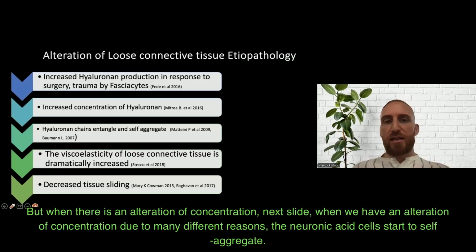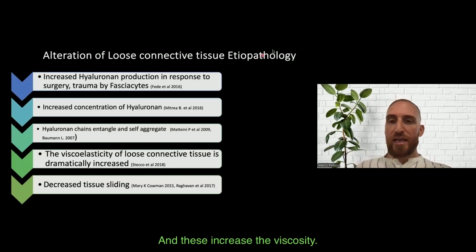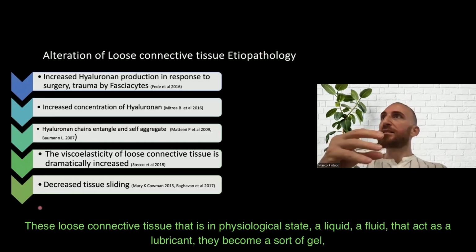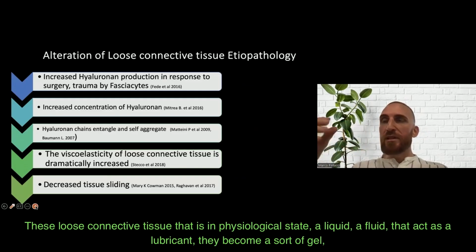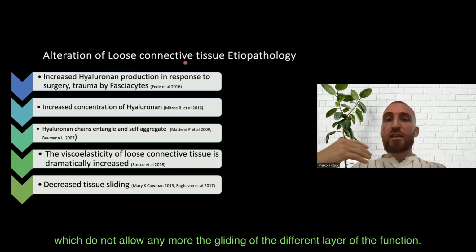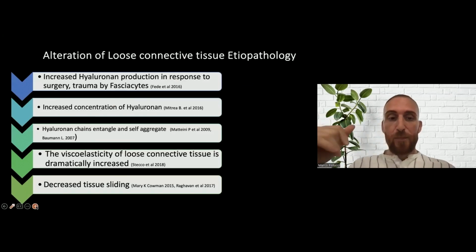When we have, for example, an alteration of concentration due to many different reasons, the hyaluronic acid molecules start to self-aggregate, and this increases the viscosity. What does it mean? That this loose connective tissue, which in its physiological state is a fluid that acts as a lubricant, becomes a sort of gel, which no longer allows the gliding of the different layers of the fascia.